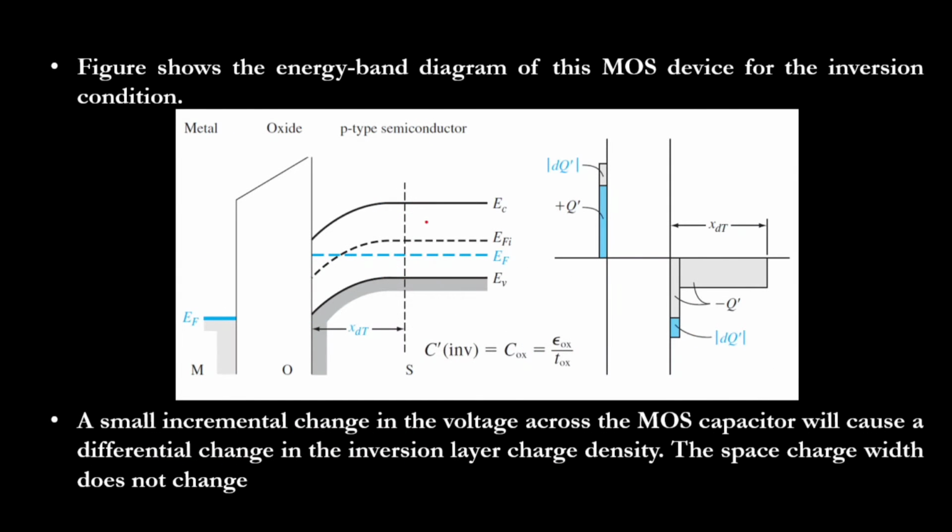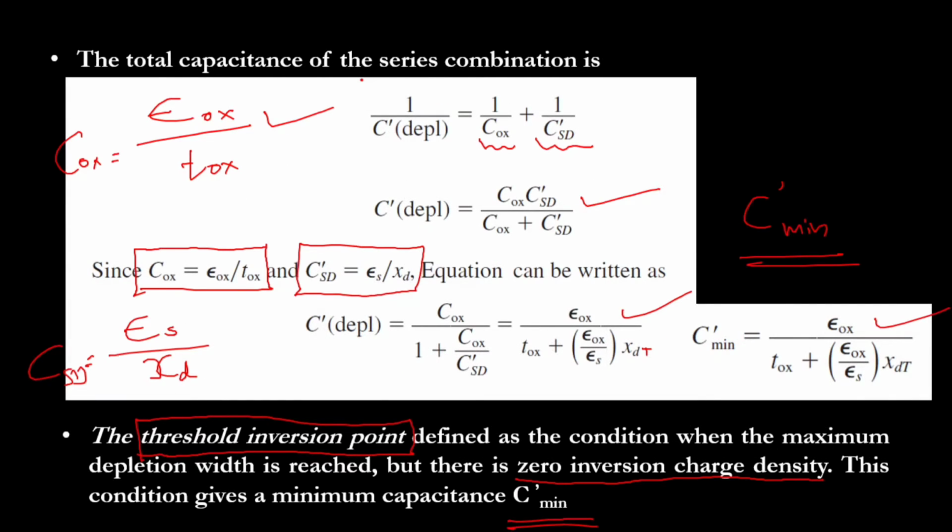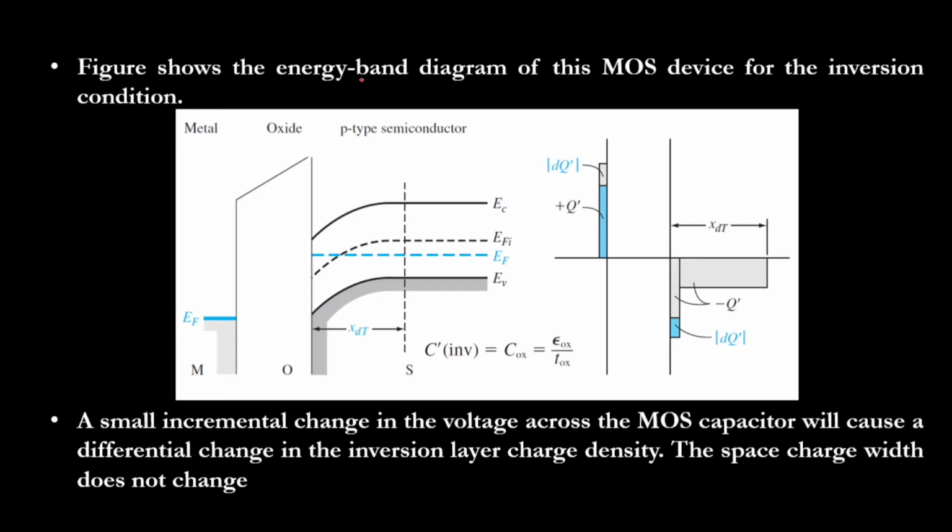Now we are increasing the positive voltage again, beyond the threshold inversion point. What will happen? The growth of the depletion region is going to stop, but the inversion of the semiconductor at the junction is going to start slowly. A small incremental change in the voltage across the MOS capacitor will cause a differential change in the inversion layer charge density, but not in the depletion layer width.